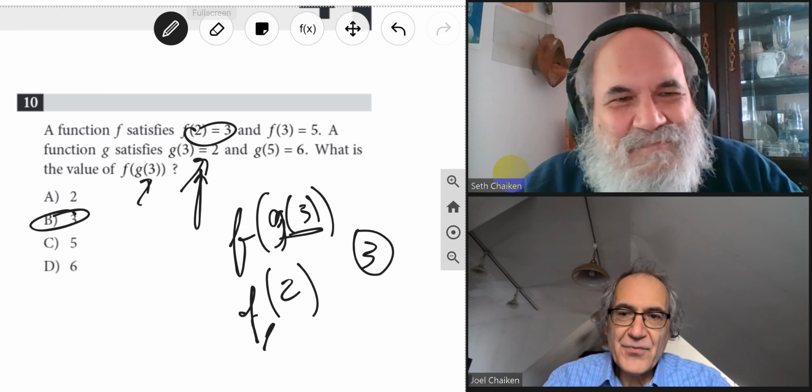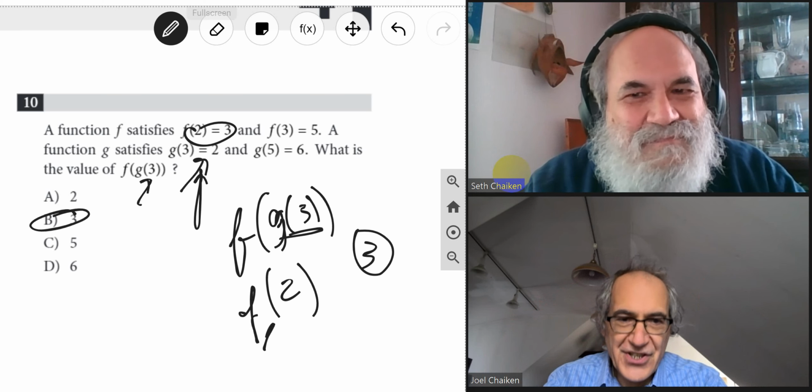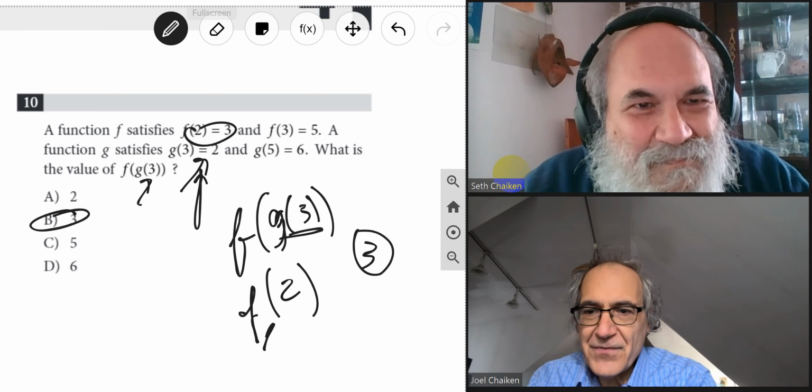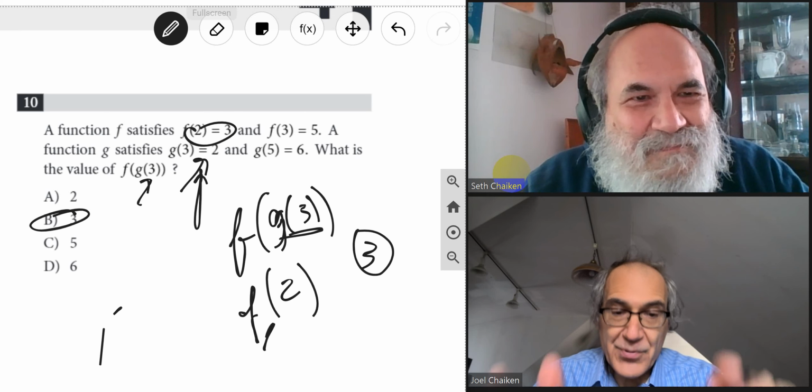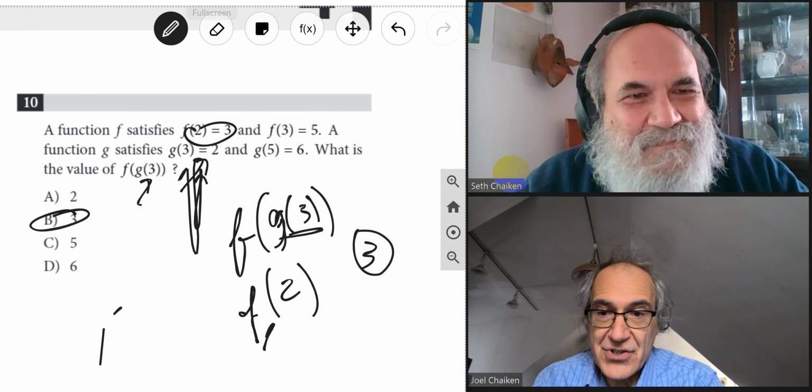And this function notation g of 3 means evaluate the function g when the input is 3. But they're telling you that's g of 3.